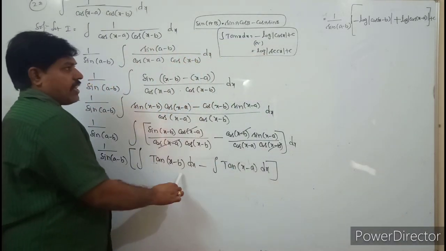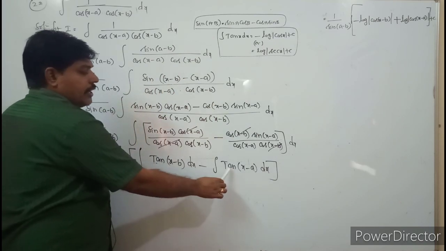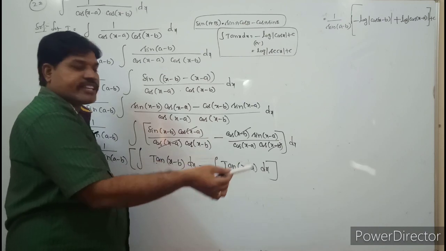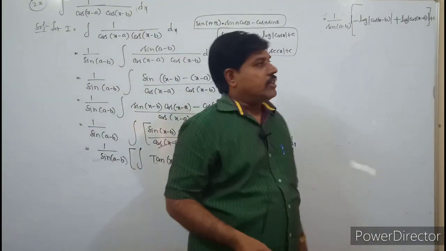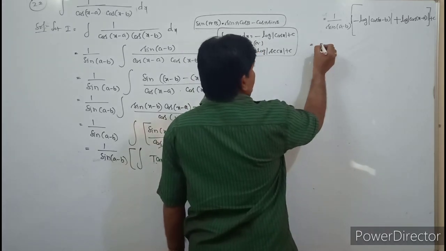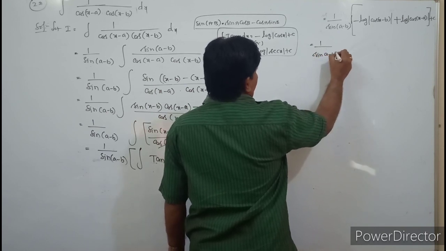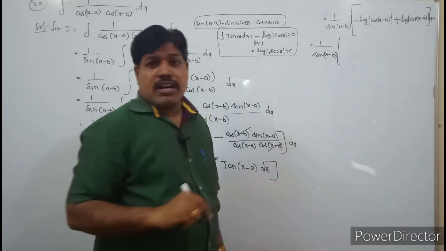Integral of tan x is minus log of mod cos x. Integral of tan of x minus a is minus log of mod cos of x minus a. Already minus is there, so minus of minus will become plus log of mod cos of x minus a plus c. So that is equal to 1 by sin of a minus b. I know one formula. What is that?